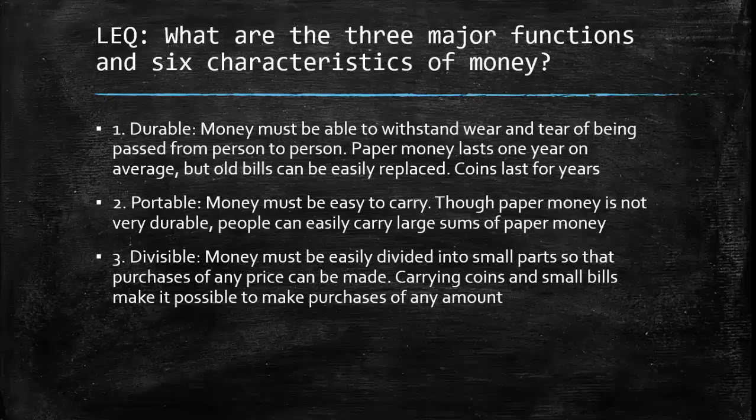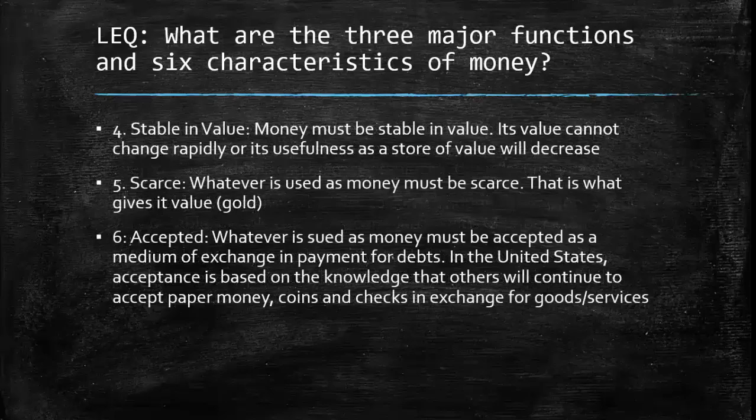Money must be durable, it must be portable, and it must be divisible. So again, I would pause here and write this down. I do need you to know this, but it's relatively self-explanatory, and I don't think I need to spend time explaining it. Money must also be stable in value, scarce, and accepted. Think about fiat money.